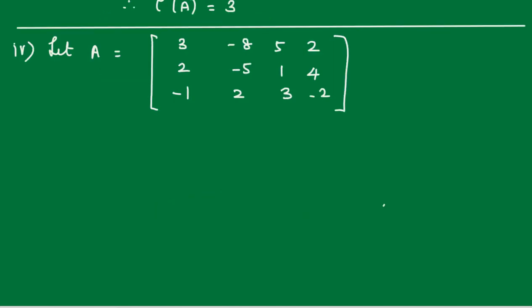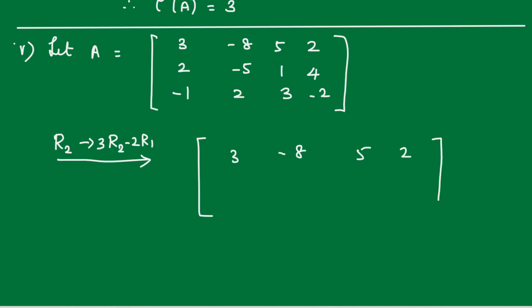The fourth question: A is equal to the matrix. Given the A matrix, we make the elementary transformation by taking R2 tends to 3 times R2 minus 2 times R1. The first row remains as it is. We are making the transformation with R2. So what are we doing? Multiply R2 with 3, multiply R1 with 2, and then we subtract both the rows. So we get 6 minus 6, the element becomes 0. Next element, multiply with 3, 3 minus 10 gives us minus 7, 12 minus 4 gives us 8.